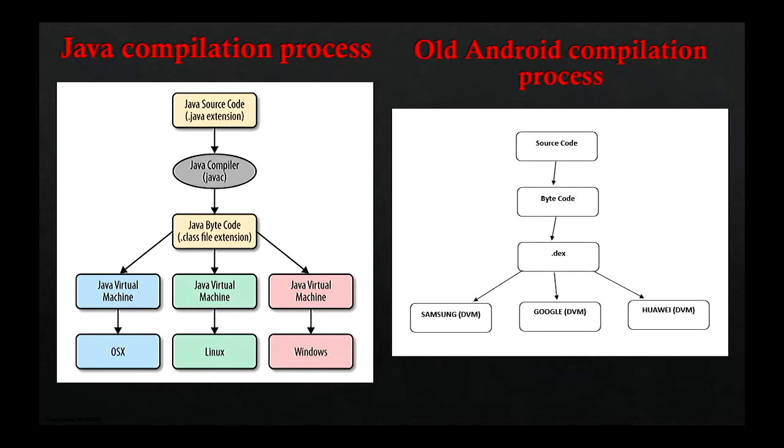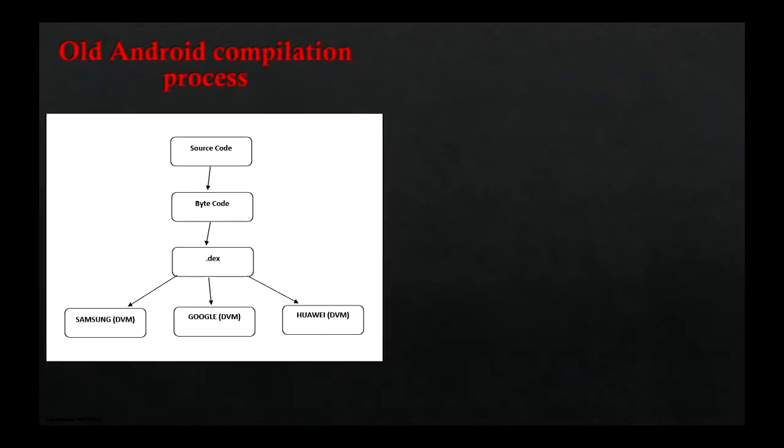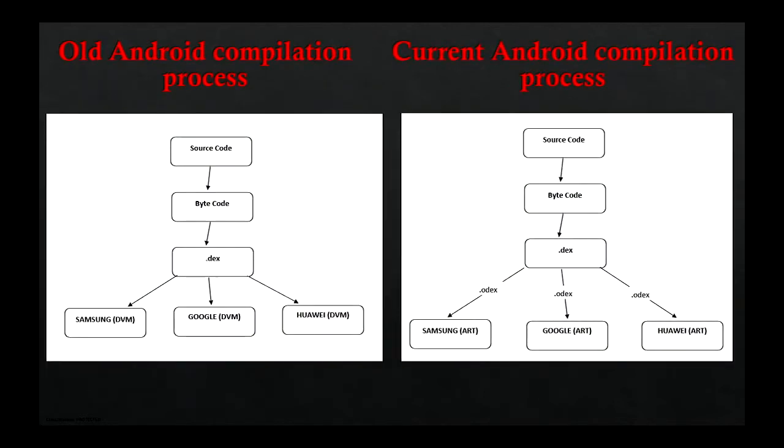So as a developer, you're only writing one code, and you're publishing one app on the App Store, but then you can use the same app on Samsung, Huawei, or any other Android platform. So as I mentioned on the top, it's the older compilation process of Android. In the next slide, I just want to give you a little bit more information on the new one.